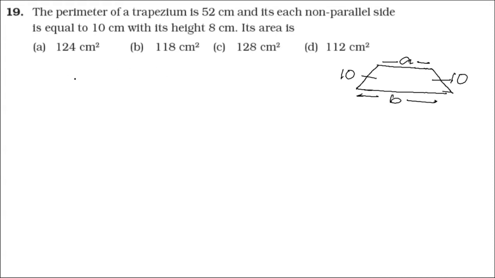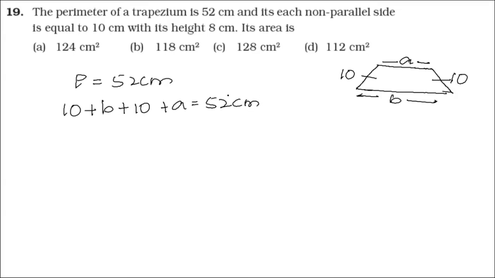They are also given that the perimeter is 52 centimeters. We know perimeter is nothing but the sum of all the sides. So 10 added to B added to 10 added to A is 52 centimeters. So we can find out the sum of parallel sides, which is 52 minus 20. It will be 32 centimeters.